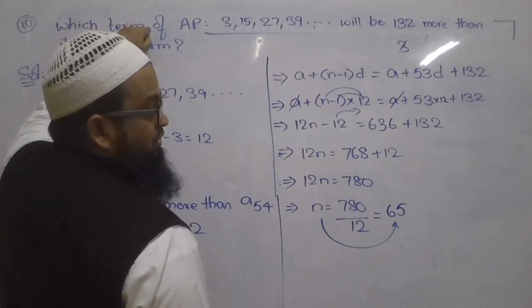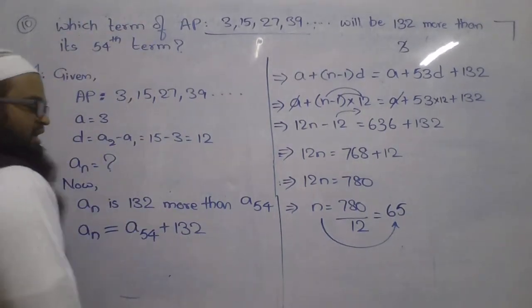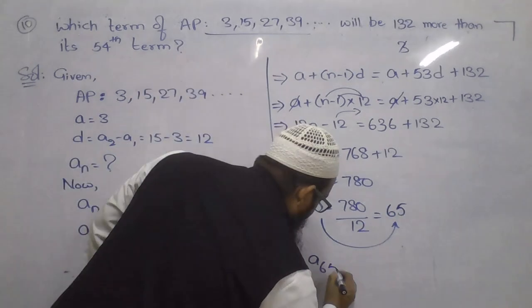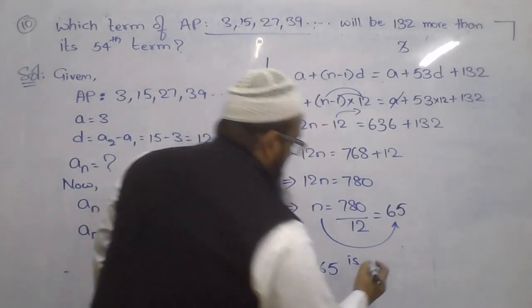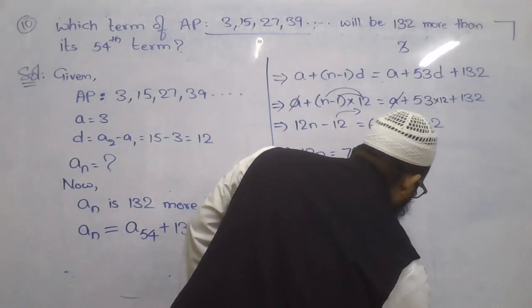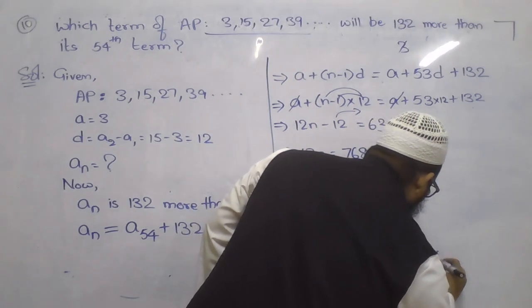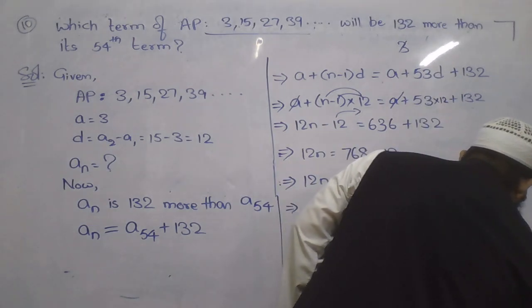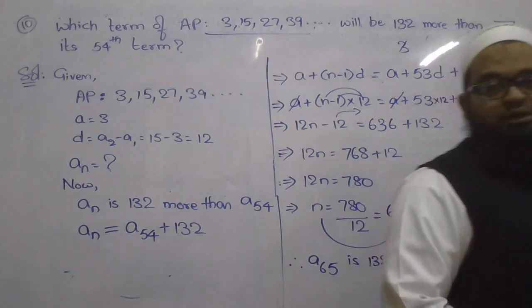So he is asking which term. Which term is a_n? So therefore a_65. Therefore a_65 is 132 more than a_54. Is it clear, my dear students?